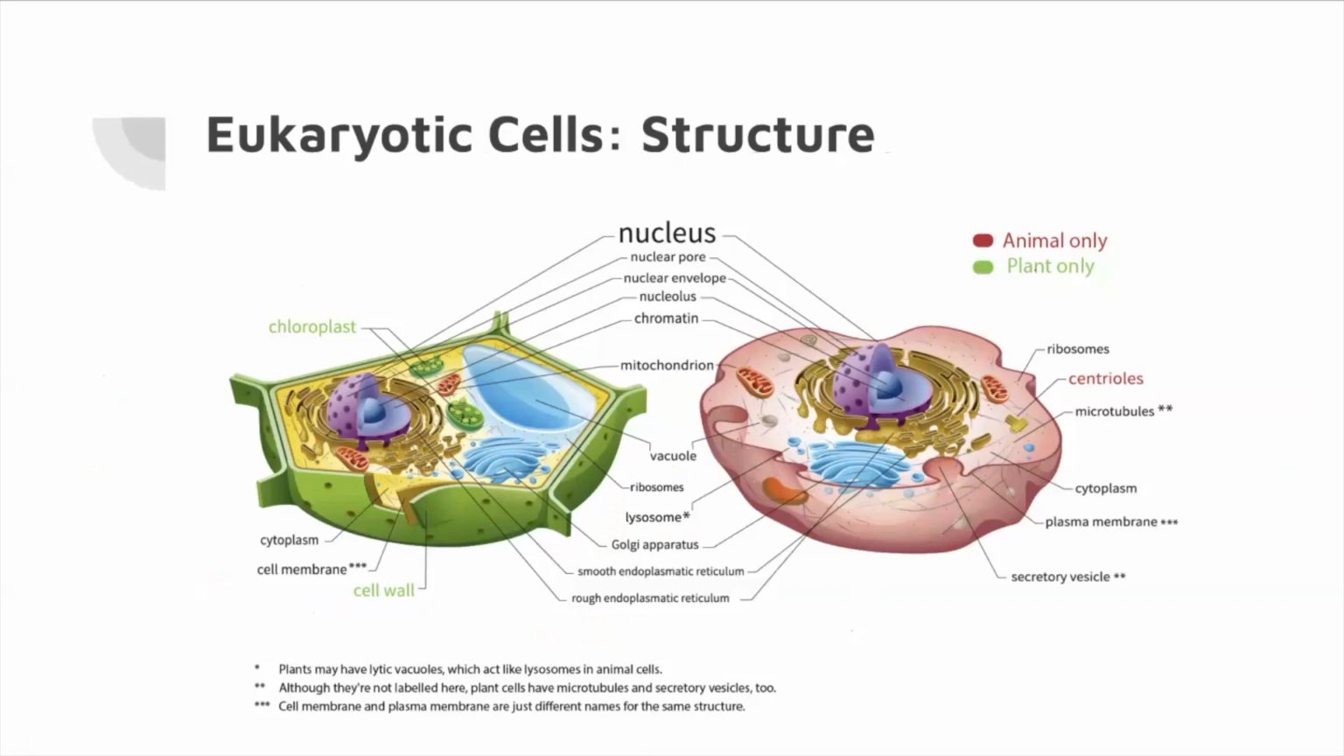So, eukaryotic cells are more complex cells compared to prokaryotic cells, and a key feature that eukaryotic cells have that prokaryotic cells do not have is the presence of membrane-bound organelles and the membrane-bound nucleus.